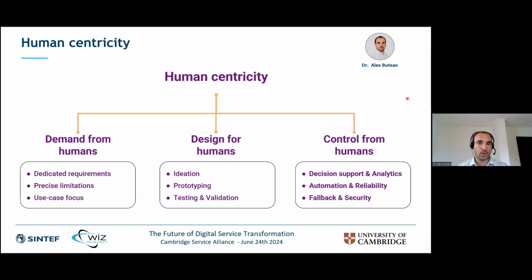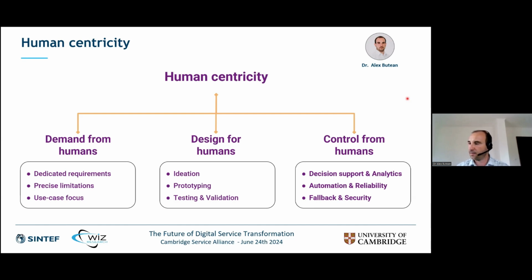But we still have to keep decision support and analytics, automation and reliability of systems, and of course, we have to consider fallback and security. What happens if humans want to take full control again? So all such systems need to be, when we talk about human centricity, we try to enforce in our discussions with our partners these 3 aspects.